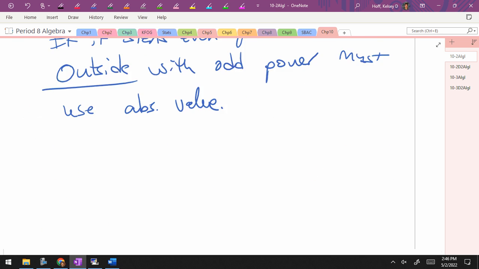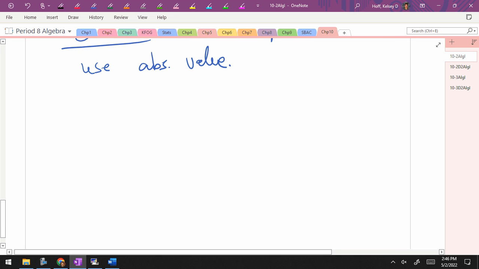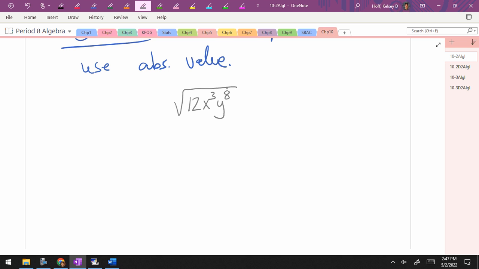I'm going to give you one to see if you have to really write something down. The square root of 12 x cubed y to the 8th. I want you to simplify this. Put together everything we learned on the front, everything we learned on the back. You're going to break this all down.